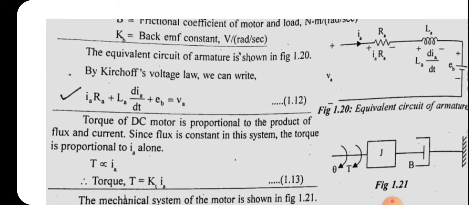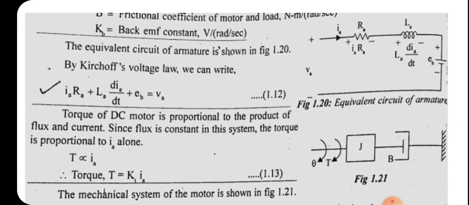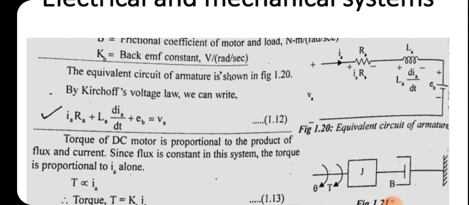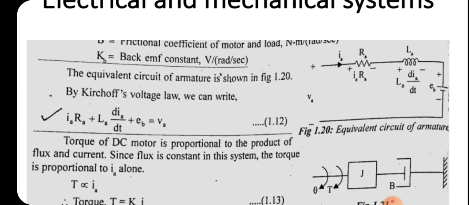So we can apply Kirchhoff's law for analysis. We are using Kirchhoff's voltage law, which means the algebraic sum of the voltages around the loop is equal to 0. Applying it to this circuit, we get IA into RA plus LA into dIA by dt plus EB equal to VA.